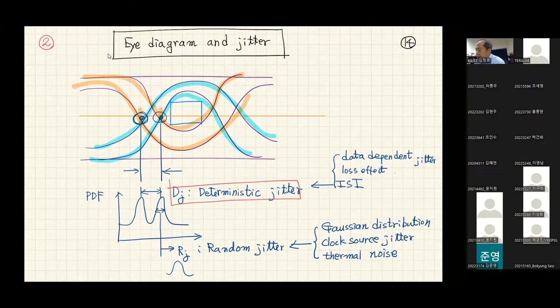It is caused by data dependent jitter. It is data dependent jitter. It is caused by loss effect, and sometimes it is called inter-symbol interference.